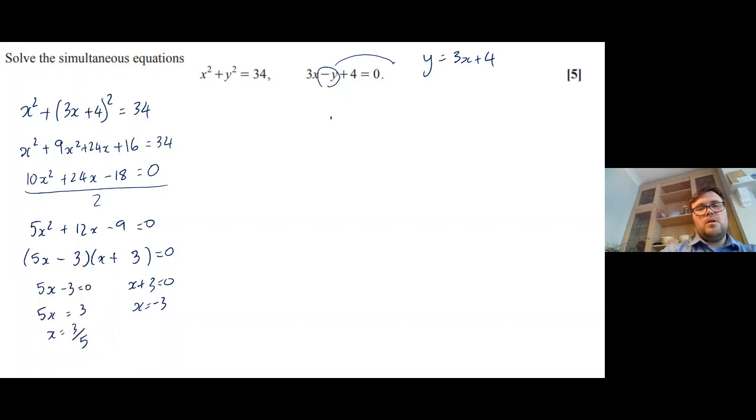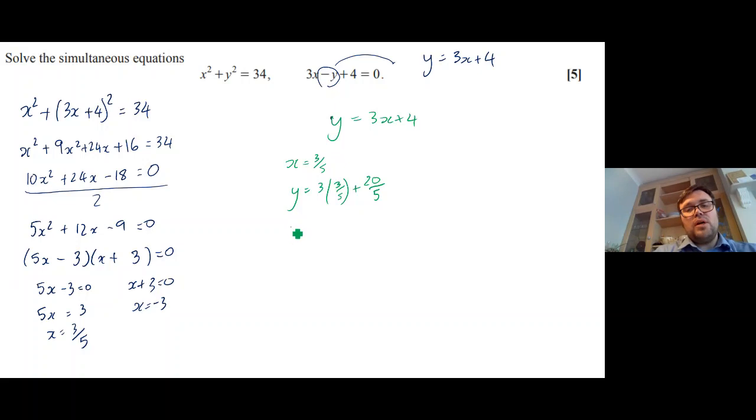Using y equals 3x plus 4. So let's put the x one in. When x equals 3/5, y equals 3 times 3/5 plus, instead of 4 there, because the 5 is on the bottom, I'm going to write that as 20 over 5. 20 divided by 5 would give you the 4.